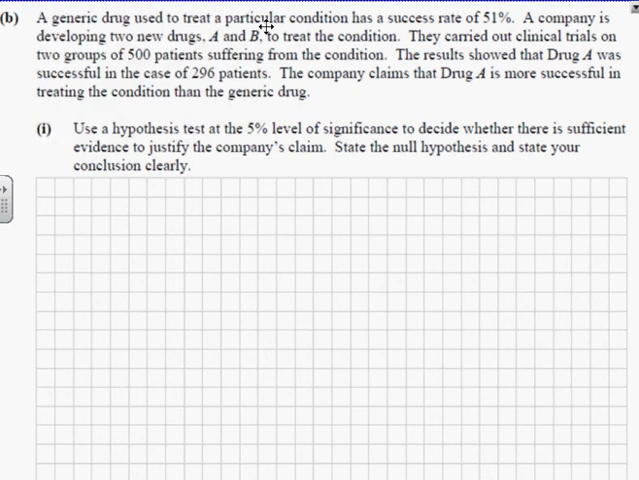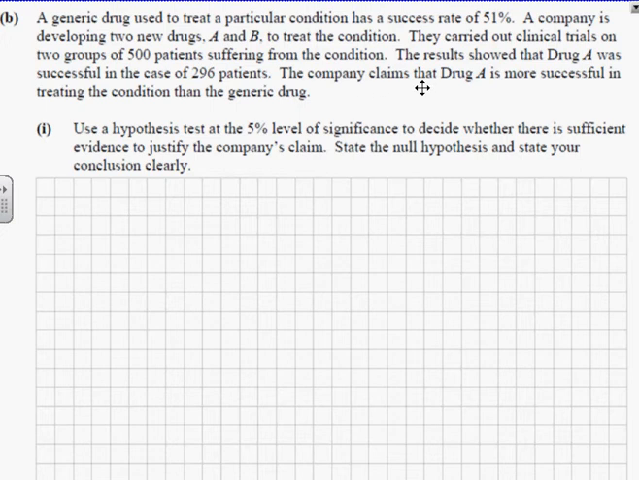A generic drug used on a particular condition has a success rate of 51%. Companies are developing two new drugs, drugs A and B, to treat the condition. They carry out clinical trials on groups of 500 patients suffering from the condition. The results show that drug A was successful in the case of 296 patients.